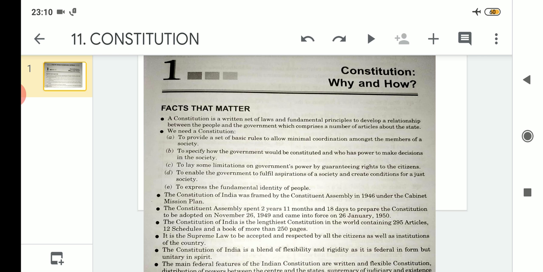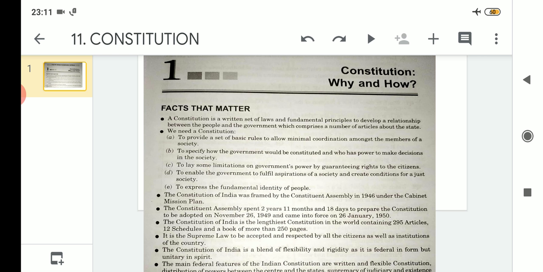That means it was framed. It did not come into effect at that time. It was just framed by the Constituent Assembly. So the Constituent Assembly was the source through which the Indian Constitution was to be made, and this was carried out in the year 1946 under the Cabinet Mission Plan.